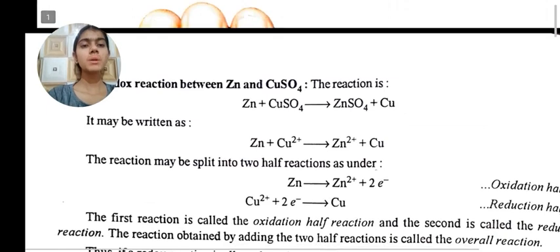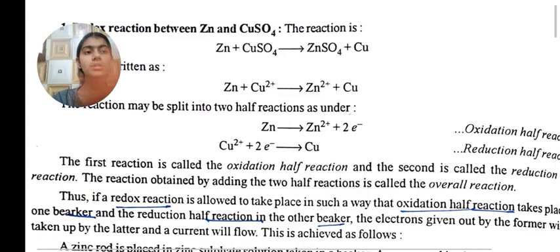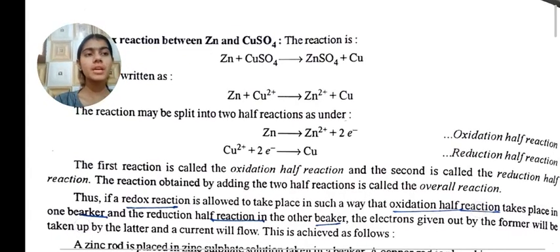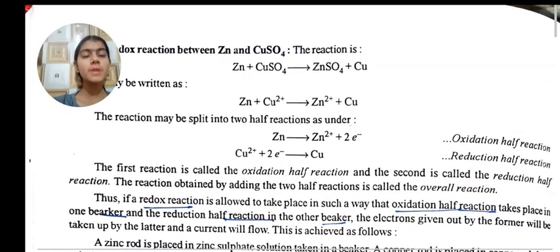This reaction may be split into two half reactions as under. Zn goes to Zn2+ plus 2 electrons, and Cu2+ plus 2 electrons goes to Cu atom. The first reaction is called the oxidation half reaction and the second reaction is called the reduction half reaction. The reaction obtained by adding the two half cell reactions is called the overall reaction.